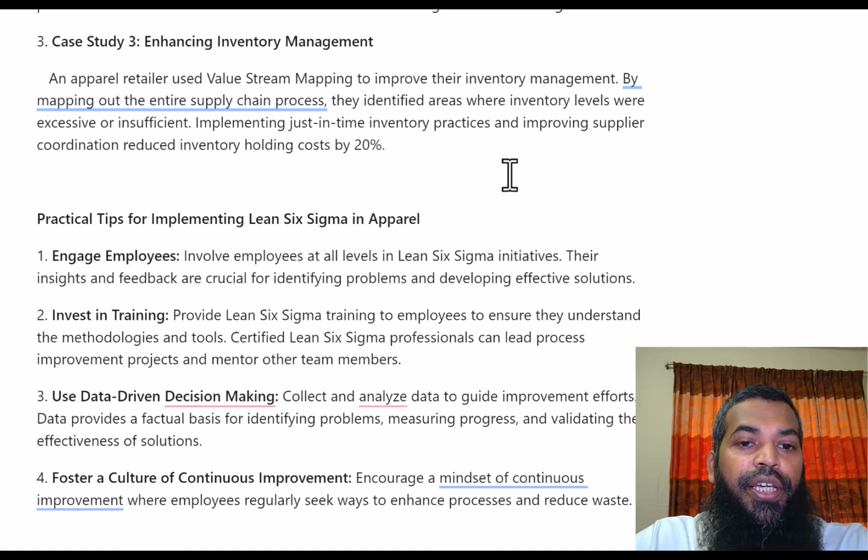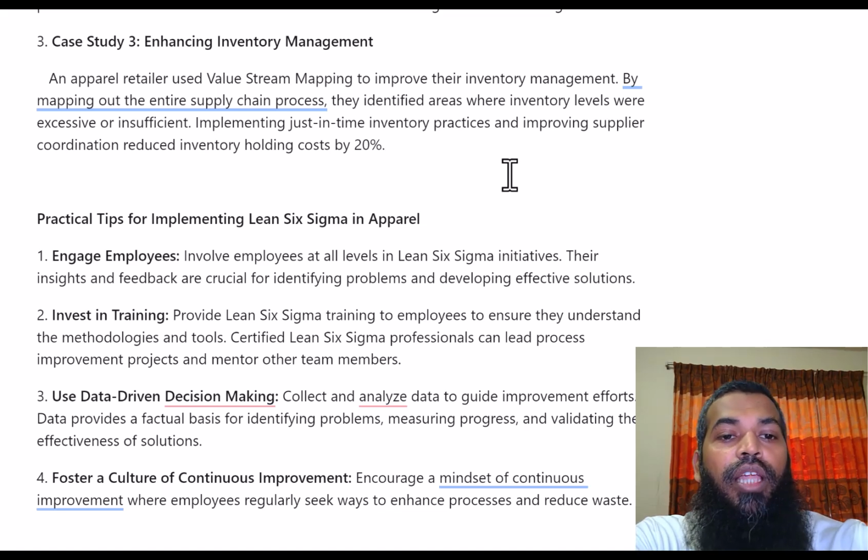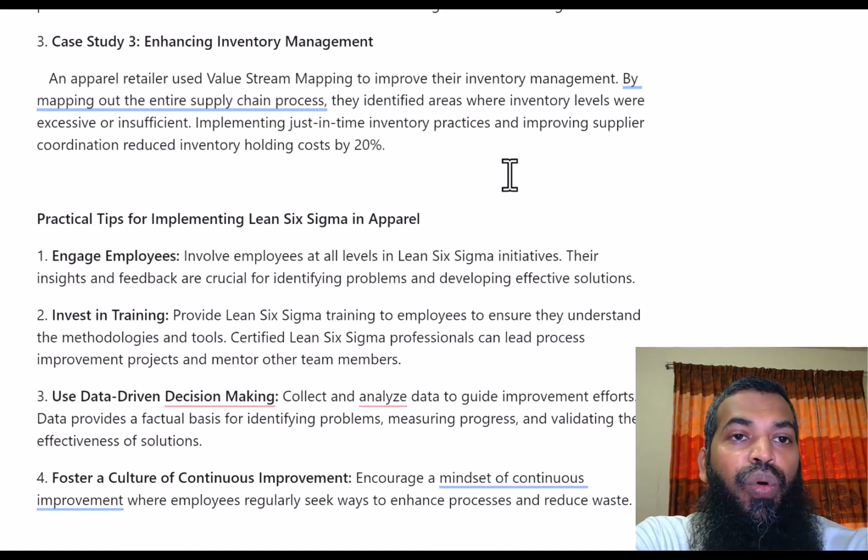So here are some practical tips for implementing Lean Six Sigma in apparel. Number 1, engage employees. We must engage employees so that they can understand every tool very deeply and know how these tools can be applied in every process. And number 2 is invest in training. So we must invest in training.